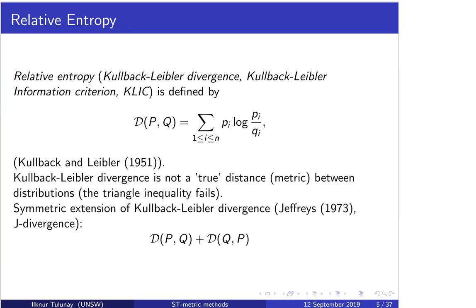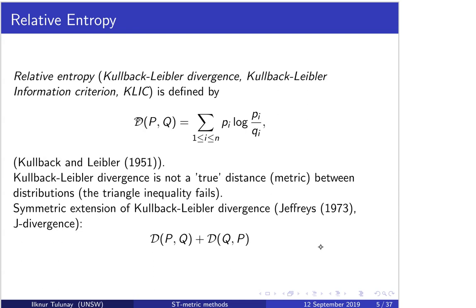Another relevant concept is relative entropy. Relative entropy has different names: Kullback-Leibler divergence, Kullback-Leibler information criterion, or simply KLIC. Here we have two probabilities and the sum of p_i log p_i divided by q_i. It was discovered by Kullback and Leibler in 1951. This is used to approximate a distribution to given data.